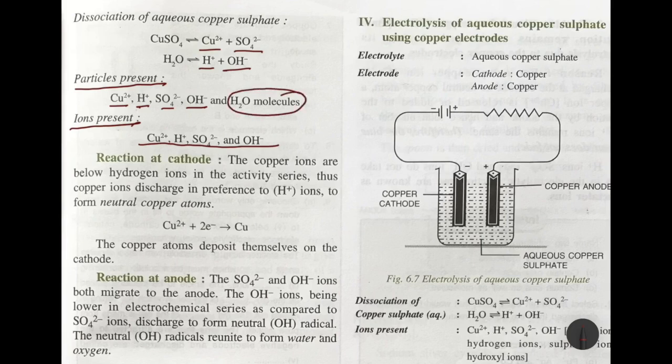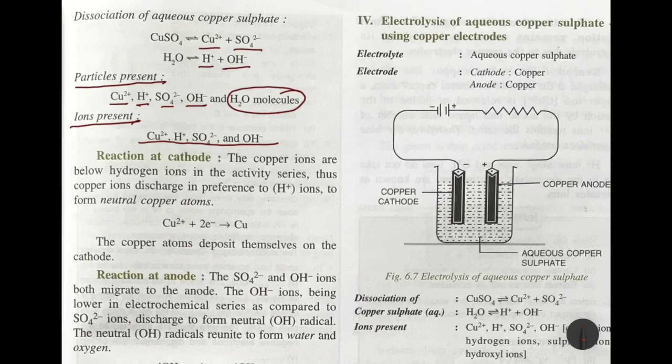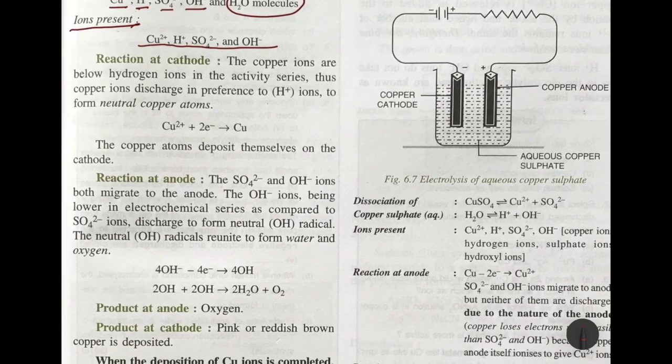These are the particles that you find. Okay, so please remember to differentiate between particles and ions. Now what happens at the cathode? The copper and hydrogen ions will migrate towards the cathode, and if you look at the activity series, copper is below hydrogen, so copper ions will be discharged here in preference to hydrogen ions.